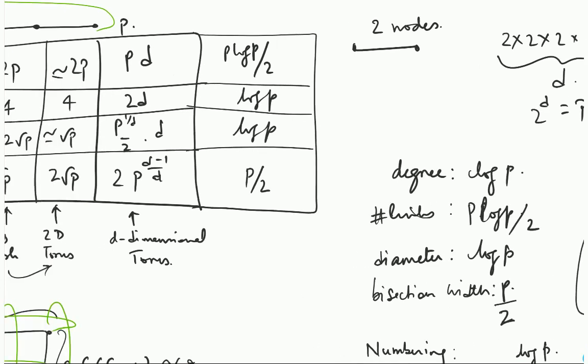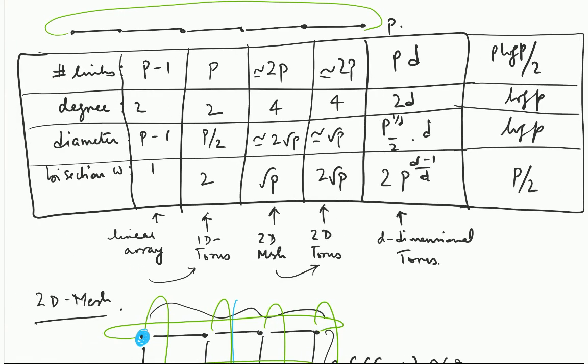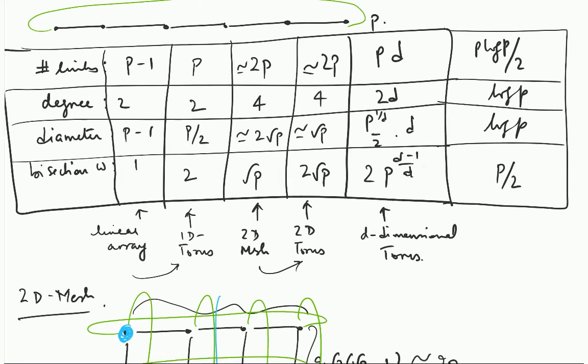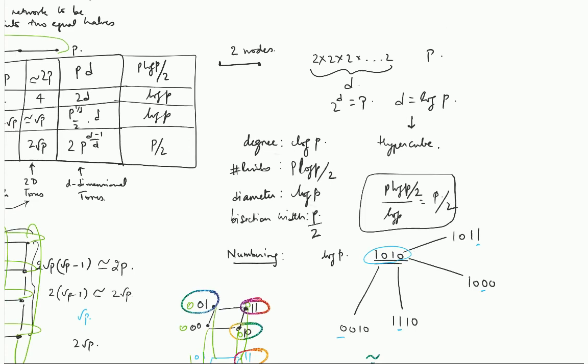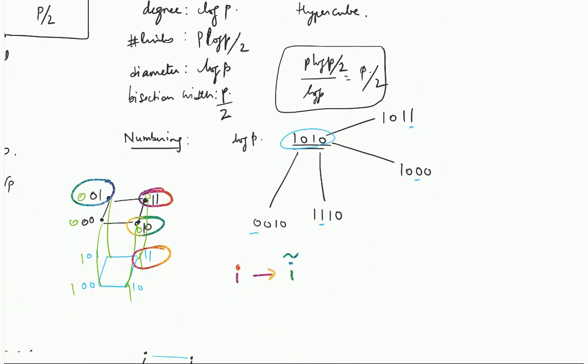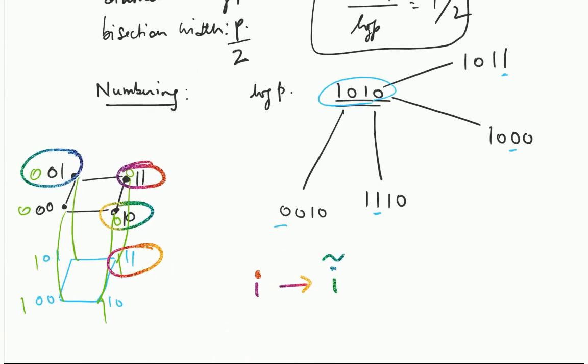Yeah? So if you look at it, it's not bad, right? It looks like quite a good network. Number of links, p log p by 2. If p is not too large, log p is okay, right? But when you're talking about hundred thousands of nodes, then log p starts to become large, okay? Degree log p, again, when you go to hundred thousands of nodes, that becomes slightly unhandleable. Diameter log p, not bad at all. Bisection width p by 2, great, okay? So that's the hypercube. Again, in practice, you don't build hypercubes. The connectivity is not easy to build, okay?